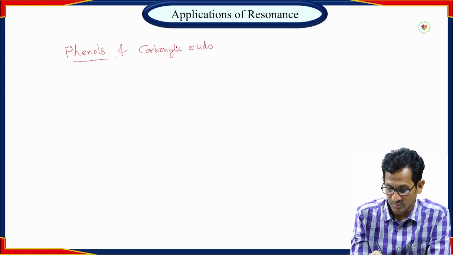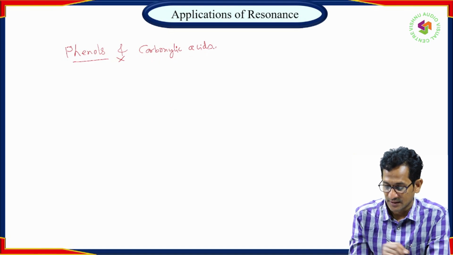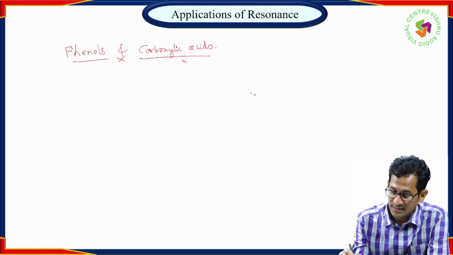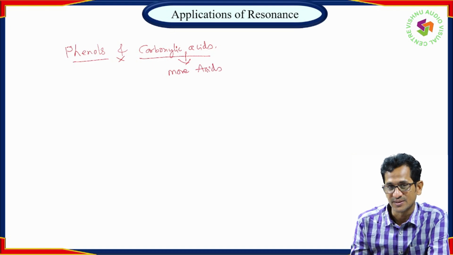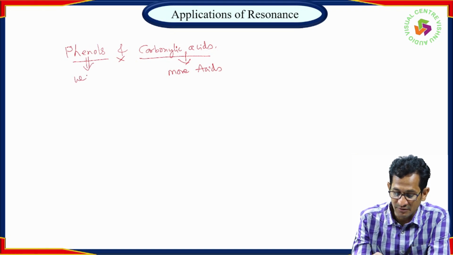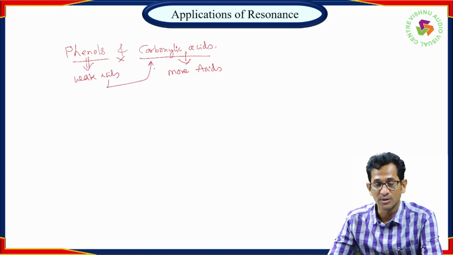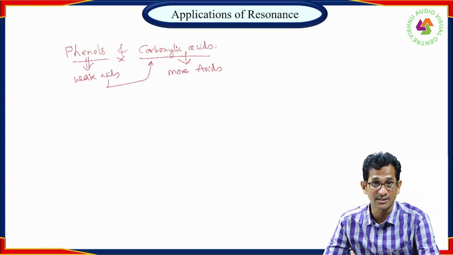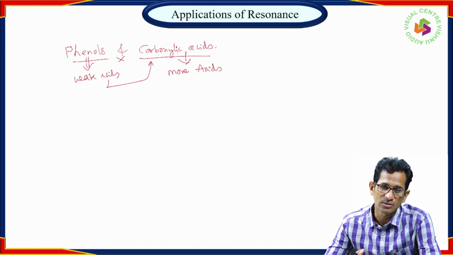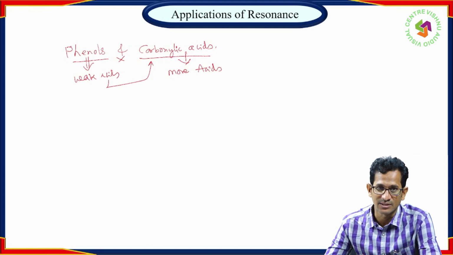Phenols and carboxylic acids. We know that carboxylic acids are strong acids when compared to the phenols. Phenols are weak acids when compared to the carboxylic acids. Phenols are also strong acids, but in comparison statements, phenols are weaker acids than carboxylic acids.